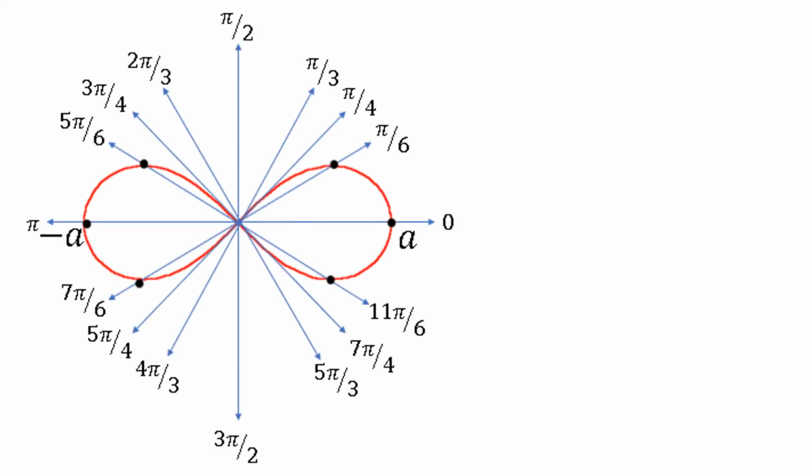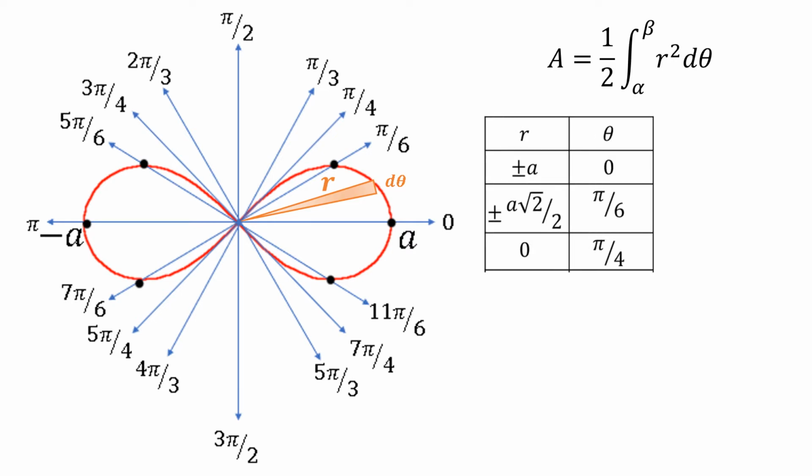To solve for the area of the lemniscate, we can introduce a circular sector element whose radius is r and the angle is the differential theta. Recalling the formula for the area, which is 1 half times the integral from alpha to beta of r squared d theta, we can see from our table that at angle 0, the value of r is a, and it becomes 0 when the angle is pi over 4. So alpha is 0 and beta is pi over 4.